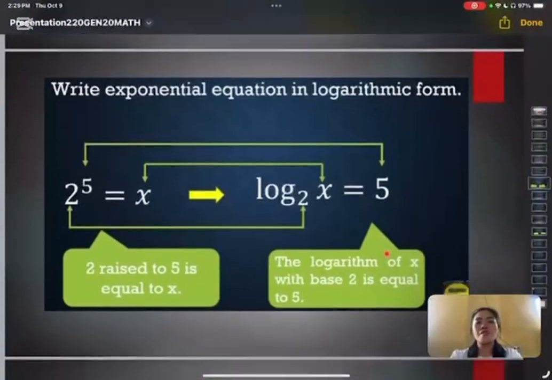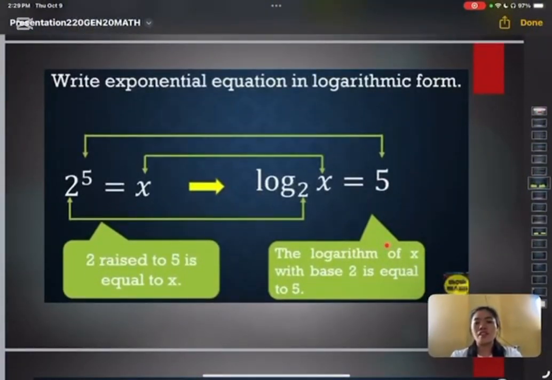Now, writing an exponential equation in logarithmic form. If we have 2 raised to the power of 5 is equal to x, we can express that in logarithmic form. Now it will be log x with a base of 2 is equal to 5.